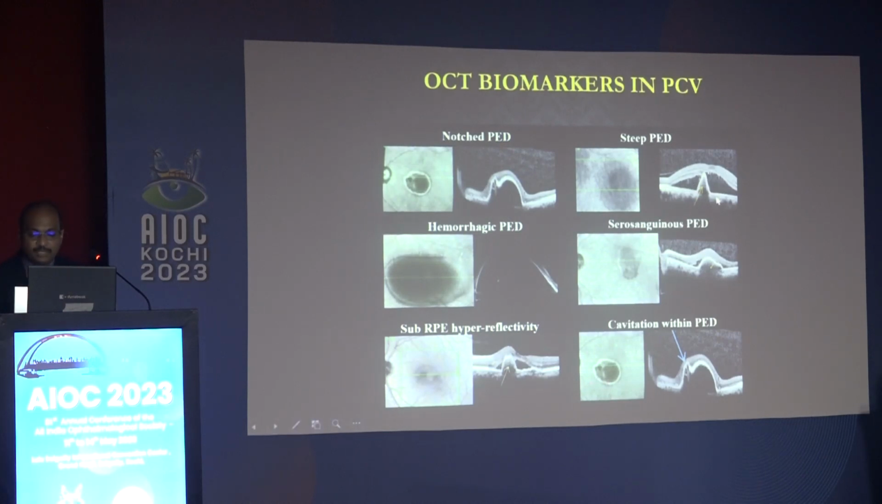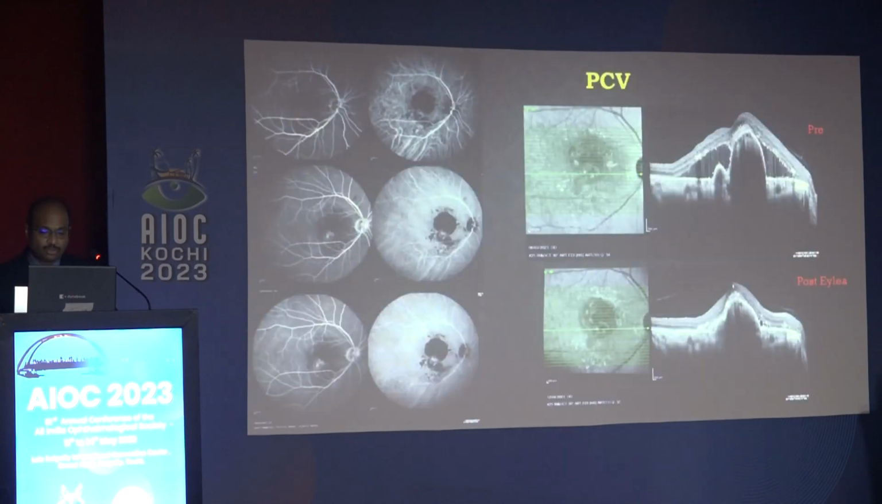You have the steep PEDs, you have these hemorrhagic PEDs, the kind that I showed you earlier, serosanguinous, which means just a mix of both blood and serous fluid, and there's the subretinal hyperreflectivity. You can get a cavitation, which is the cross-sectional lumen of a polyp right there. So all these are different OCT features of polypoidal choroidal vasculopathy.